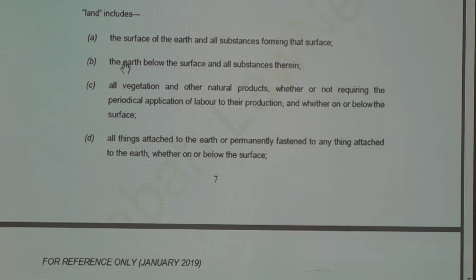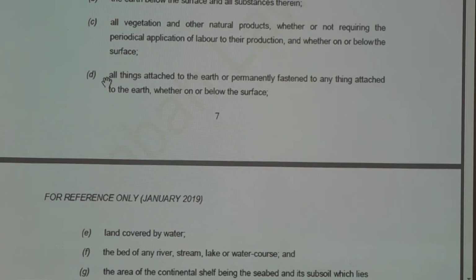This may sound contradictory to what I said earlier, that the definition of land includes all the earth below the surface and all substances therein. This is the definition of land, but subsequently there's another section which says you're only entitled to surface rights. All vegetation and other natural products, whether or not requiring the periodical application of labor to their production, all things attached to the earth or permanently fastened to anything attached to the earth, whether on or below the surface.